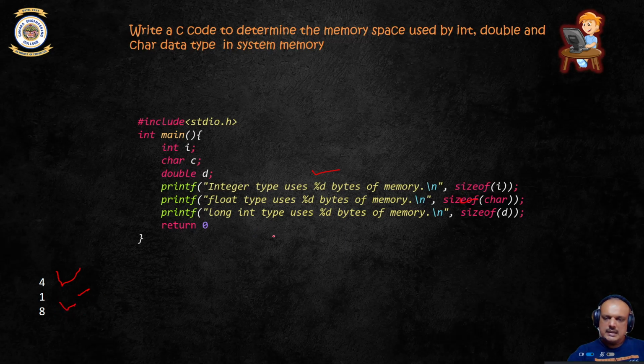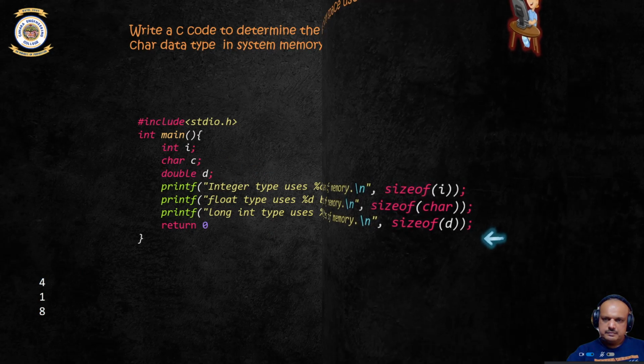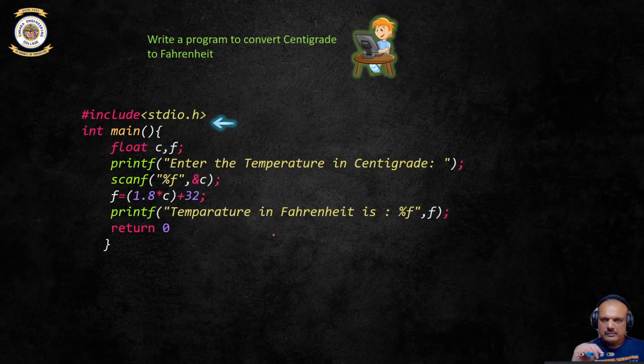Okay, so that is the memory allotment of my system. Okay, so let's look into another program. This program basically wants you to convert degree centigrade to Fahrenheit. Okay, and the formula is Fahrenheit is equal to 1.8 into degree centigrade plus 32.